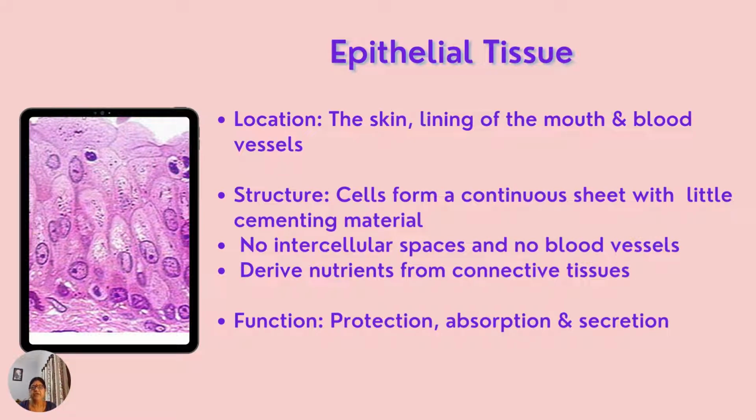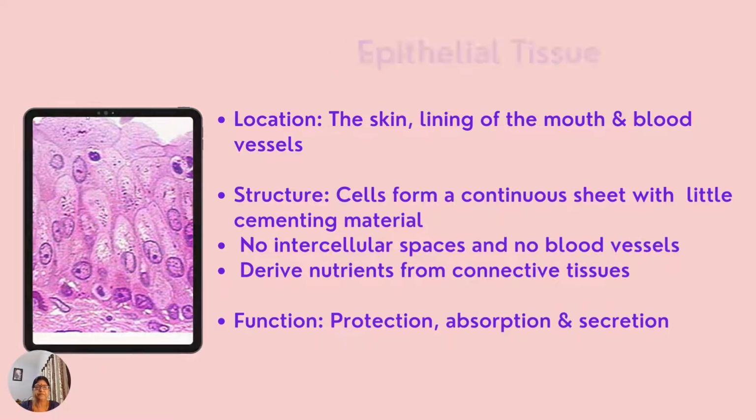Epithelial tissues are made up of tightly packed cells that are layered together. They line the body surface. They are found in the lining of the mouth, nose, lining of the digestive system, glands, and skin. The cells along these tissues are tightly connected to each other. The epithelium does not contain blood vessels, so it gets its nutrients from connective tissues. Their functions include protection, absorption, and secretion.